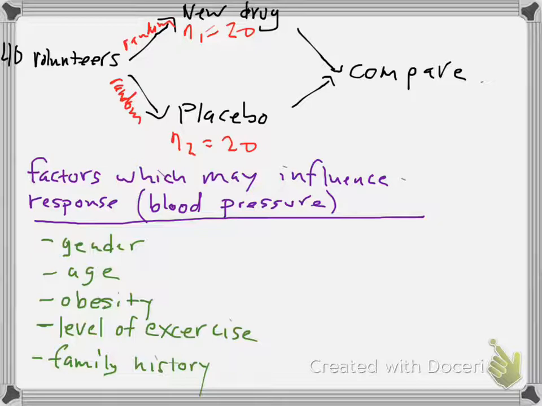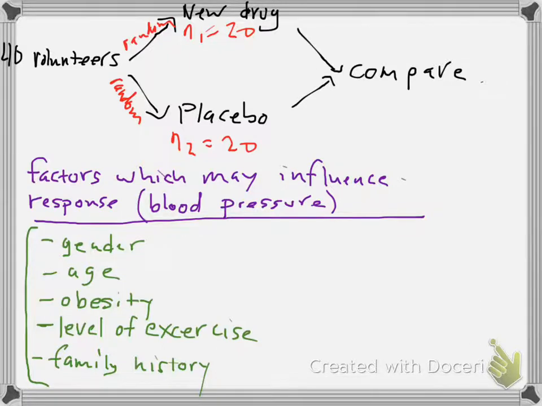So, well, what's the problem with completely randomized design? It's not the worst, but if you can imagine, in our volunteers we have a mix of all these genders. We have people of different ages. We have people who are overweight and healthy. We have people who work out a lot and people who don't, and we may have people with family history. So when we think of all these major factors that could have an influence on our experiment.